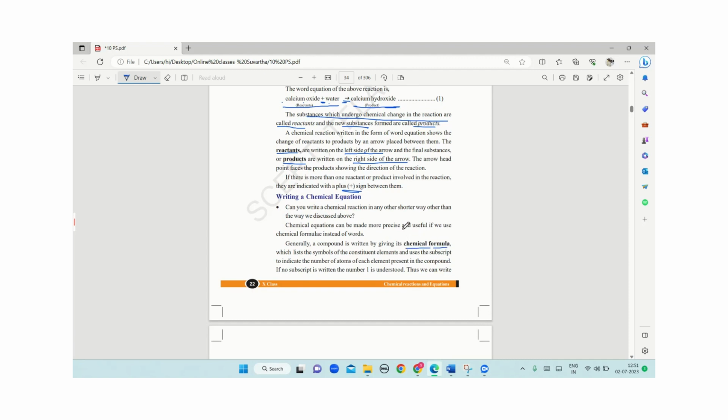Calcium oxide means we always wrote CaO. We did not write it as calcium oxide in words. So in a chemical equation, you are supposed to write a formula which lists the symbols of the constituent elements and uses subscripts to indicate the number of atoms. If we are writing at the bottom of an element, we call it a subscript.